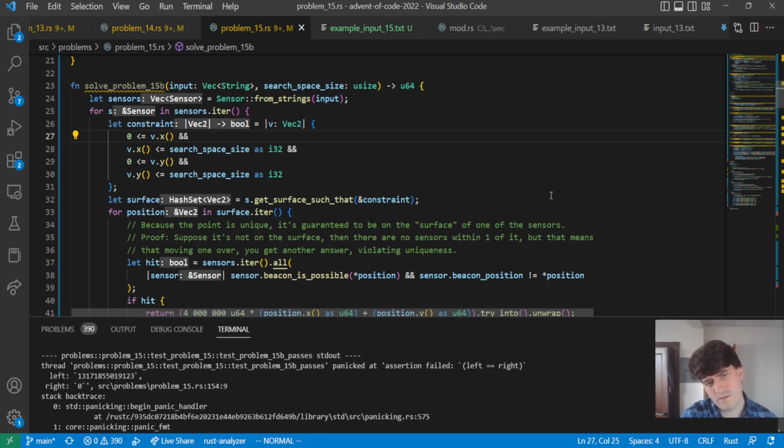Beacon position. We could also flip the order we're going through these, so rather than going through all of the points, we could go through each sensor. Nah, that's not going to work, because then we're not going to know the answer until we go through the last sensor, and we really want to exit quickly.